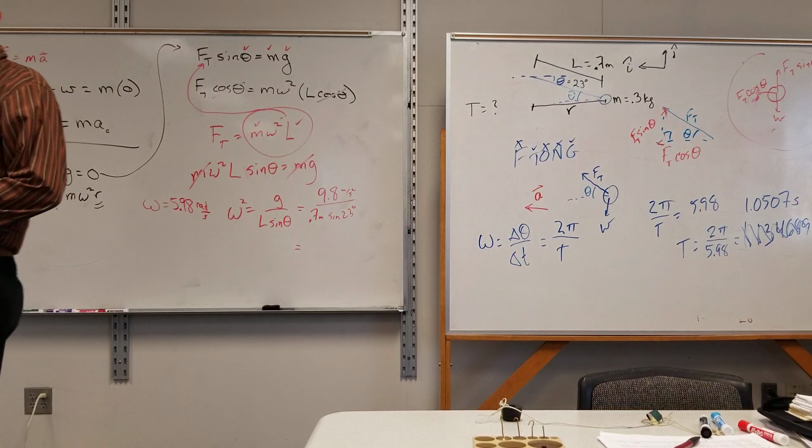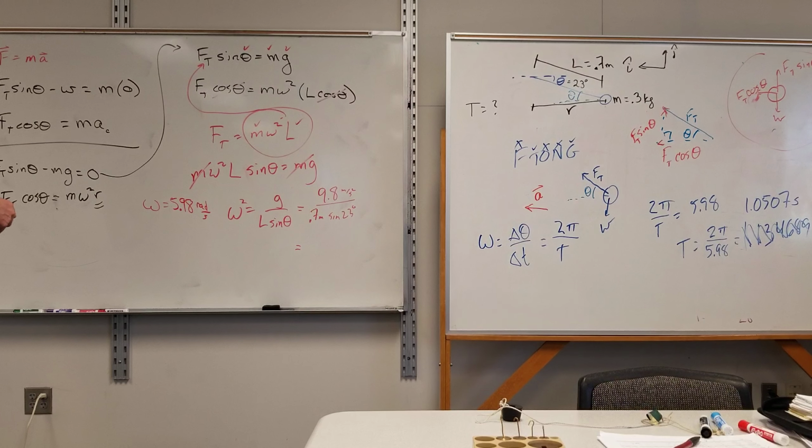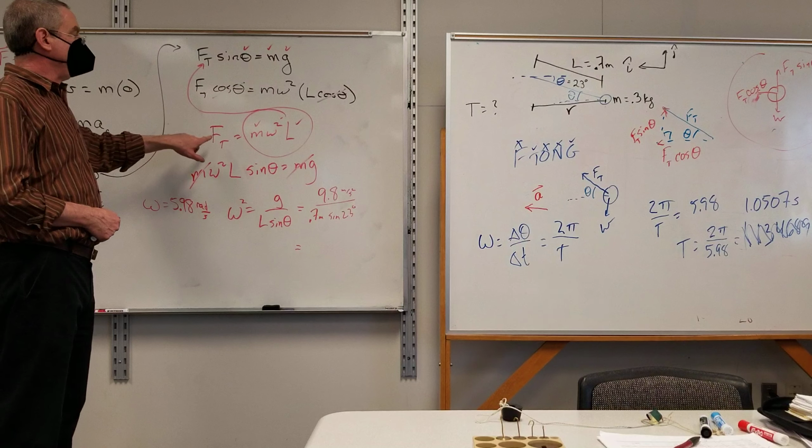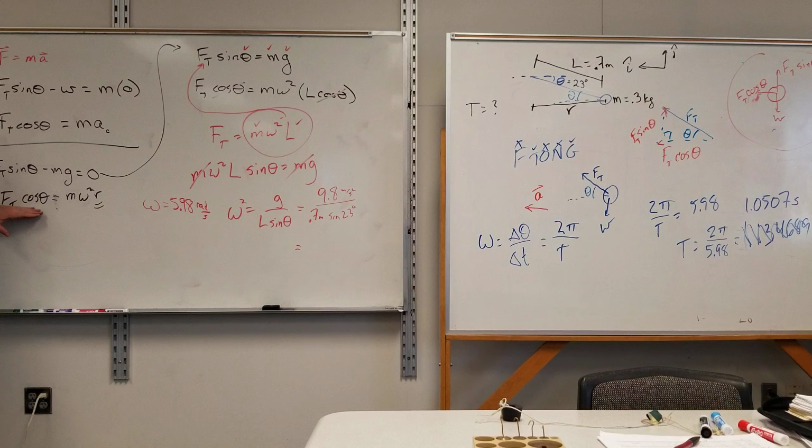How did you, where did the equation that you circled come from? I know that F equals ma. We had F_t cosine theta is equal to mass times the centripetal acceleration. There are two formulas for centripetal acceleration, and that's one of them.